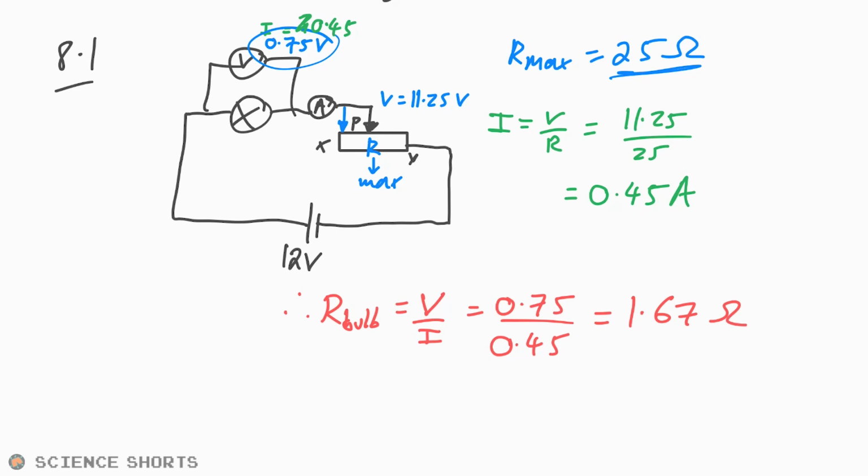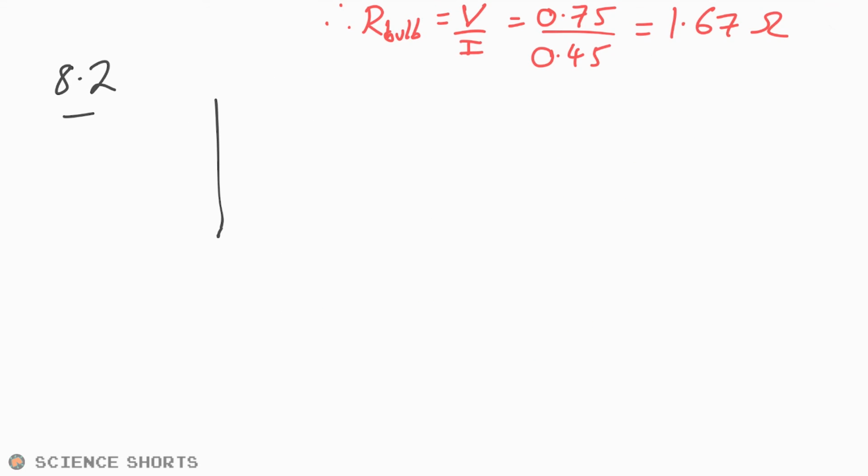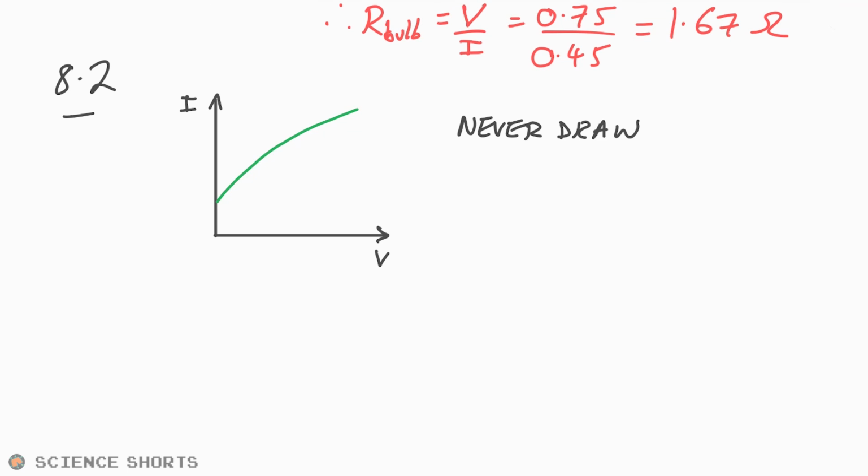1.67 ohms. 8.2, we have a graph of current against voltage. Even before I look at the question, I know it's probably going to try and catch us out because we have a curve. People always get caught out with this. So the graph looks something like that. Get this into your heads now, boys and girls. We never draw a tangent or calculate gradient for these graphs. Never, ever. The gradient gives you an idea of what is happening to the resistance, but the value of the gradient doesn't give you anything. So we're just being asked for the resistance when the lamp is at 8 volts.